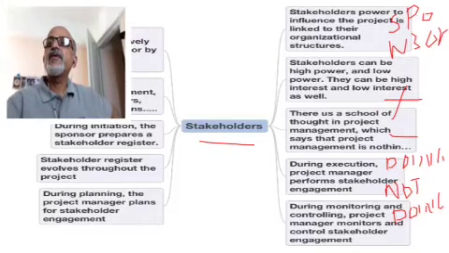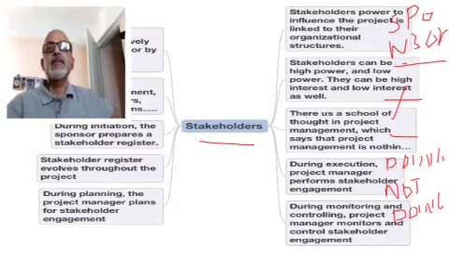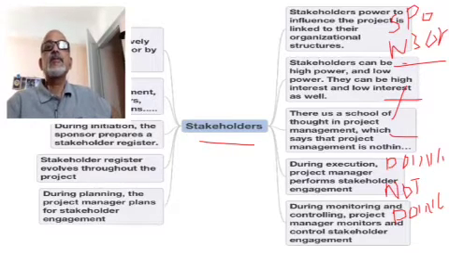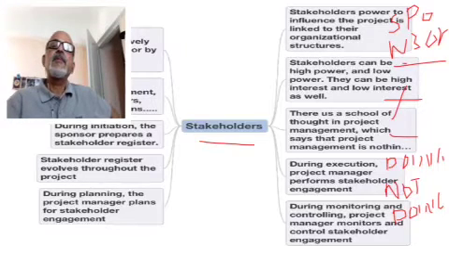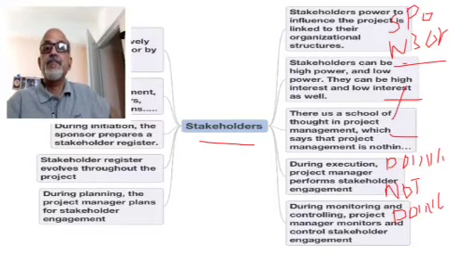And very often people mistake between sponsor and stakeholder. Sponsor is just one of the stakeholders, whereas all the stakeholders are not sponsors. Sponsor is the person who is funding the project, so he is definitely a stakeholder, but all stakeholders do not fund the project. So all stakeholders are not sponsors, whereas the sponsor is definitely a major stakeholder.